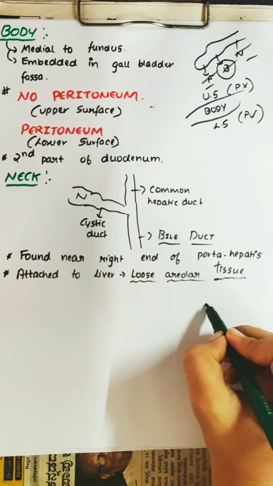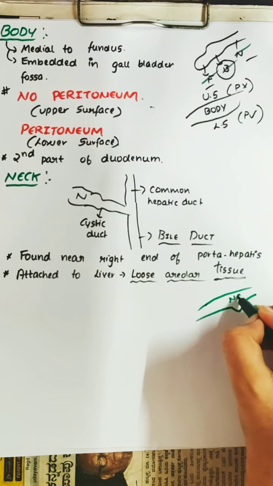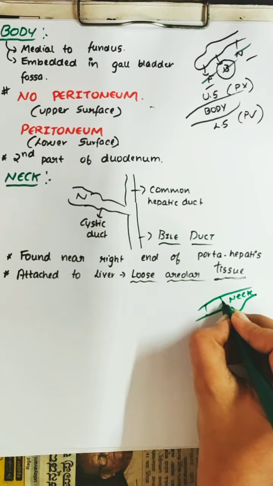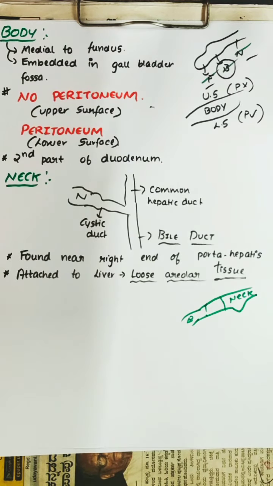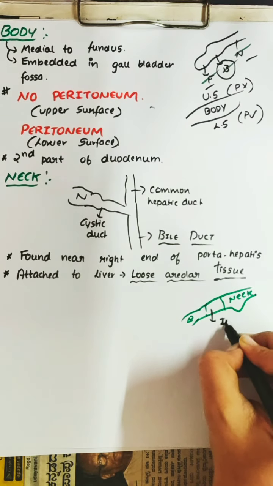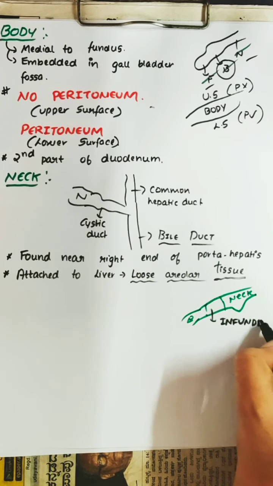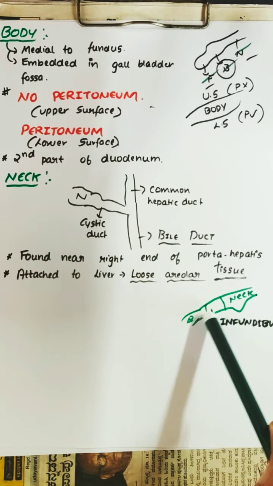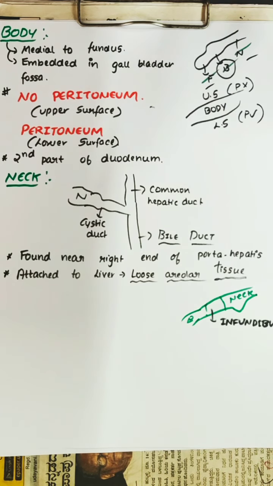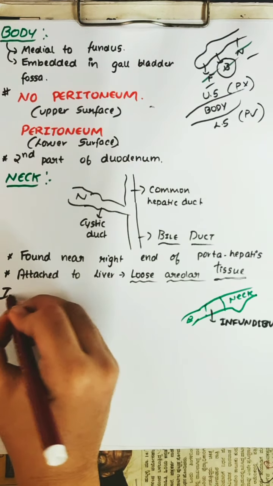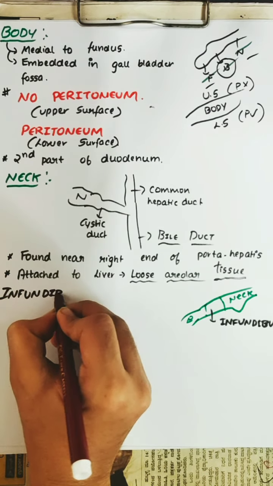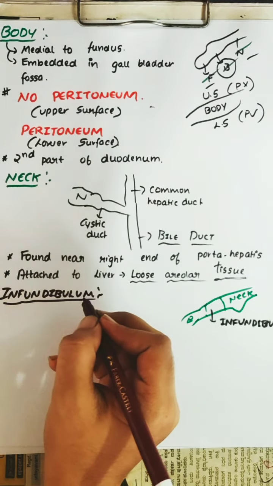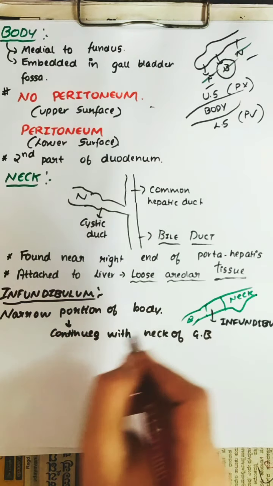If this is the neck of the gallbladder, there is a small part here before the body, which is called the infundibulum. The infundibulum is a narrow portion of the body which continues with the neck of the gallbladder.